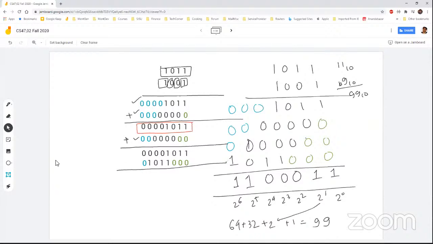So the addition result would be like this. 1 plus 0 is 1, 1 plus 0 is 1, 0 plus 0 is 0, 1 plus 1 is 0, carry forward 1, 1 plus 1 is 0, carry forward 1, which is 1 here, 1 here, 0. Which is the same as the one we did with the paper and pencil method, right?